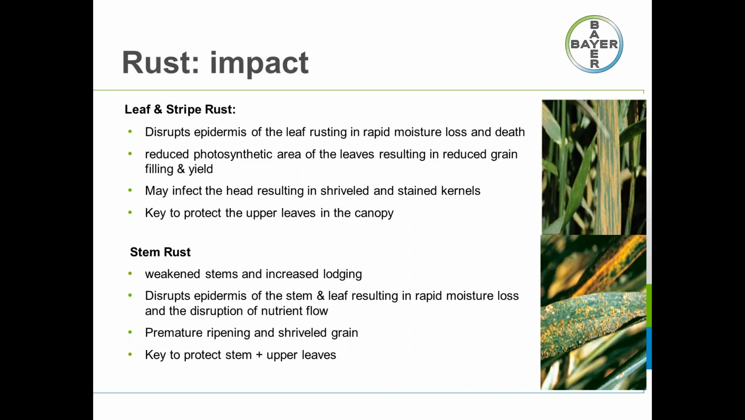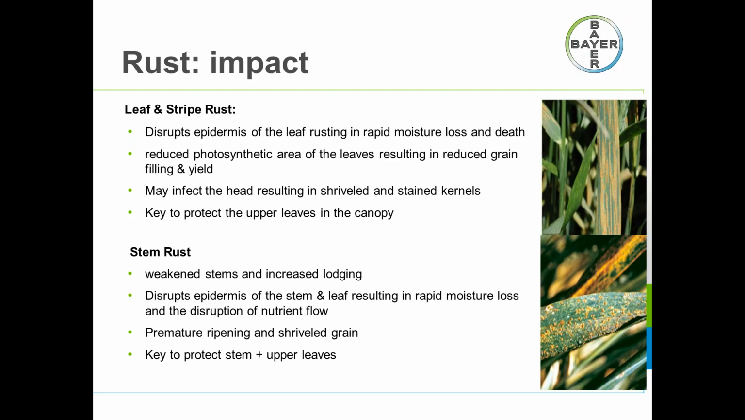Having a look at the impact of what rust does to the wheat crop, both leaf and stripe rust affect the leaf. What it does is impact the epidermis of the leaf, which results in very quick moisture loss. And when you reduce the photosynthetic area of the leaves, the plant is just less able to produce energy and fill grain, so it will impact yield. So the key is to protect the upper leaves and the canopy when rust arrives.